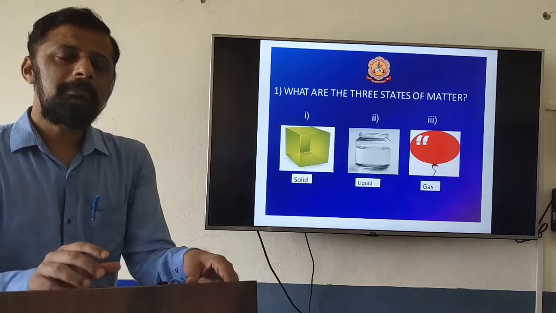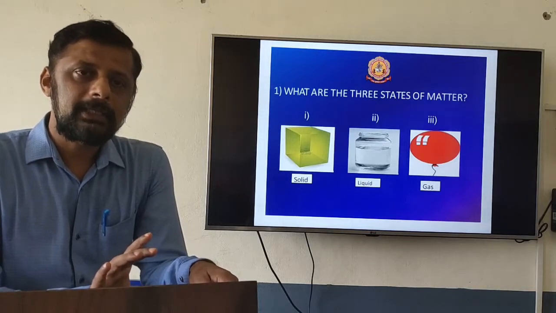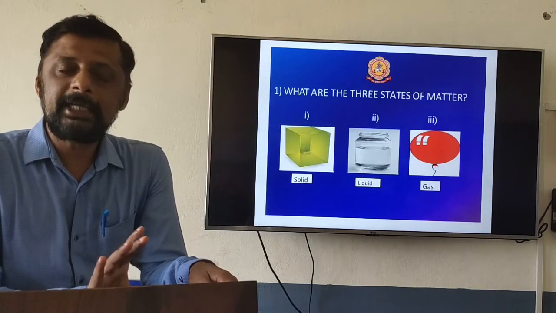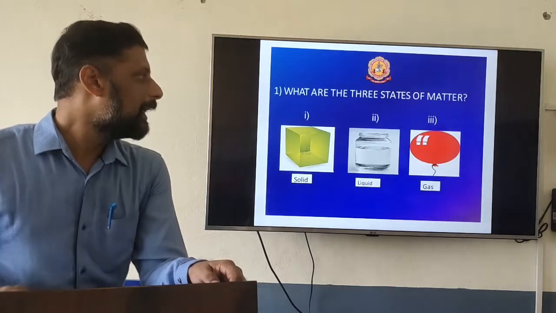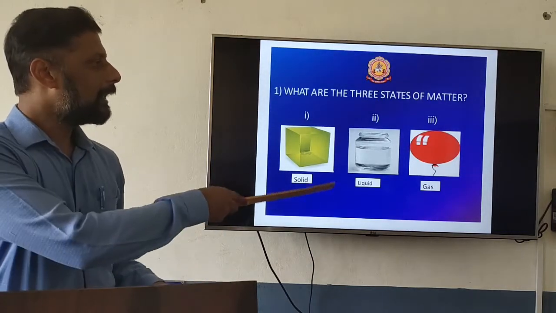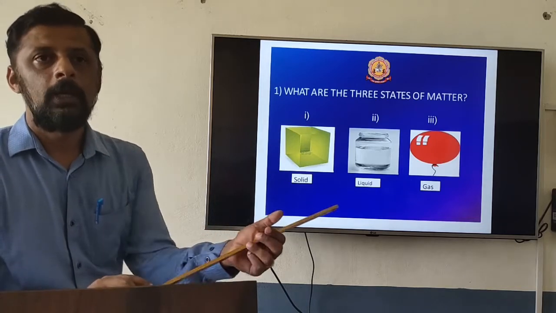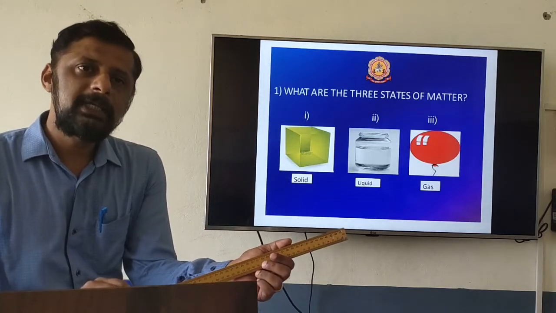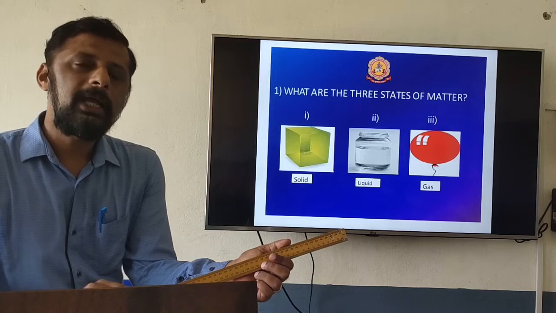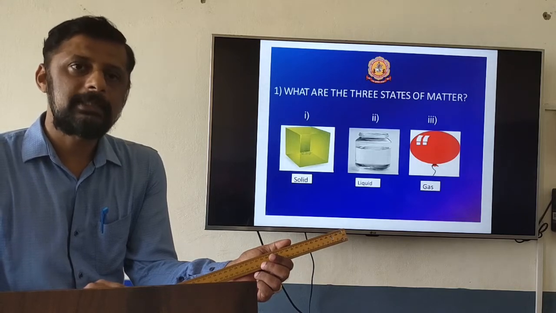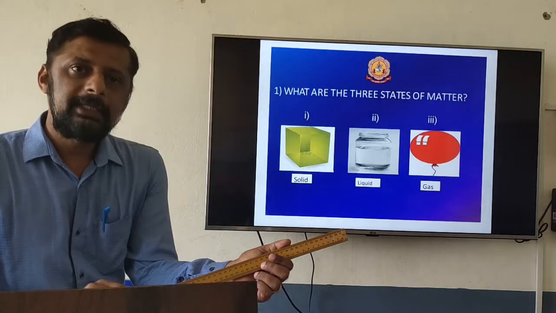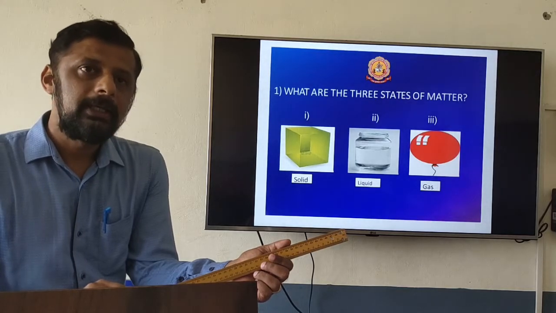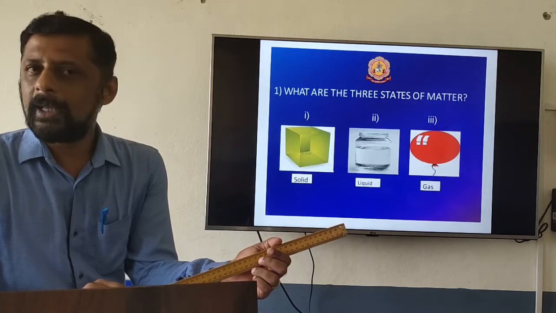So we all know that matter exists in our nature in how many types? Three types. First one is solid, the second one is liquid and the third one is the gaseous state. Solid possesses definite shape as well as volume also, while liquid as well as gas possesses definite volume only. Usually liquid will take the shape of the container. So solid possesses definite shape and size.